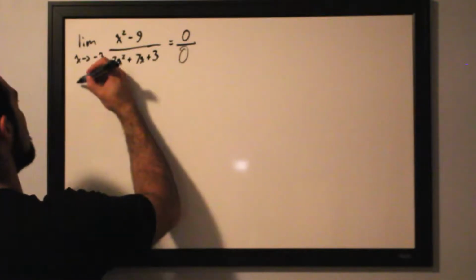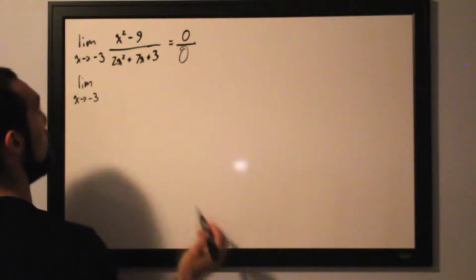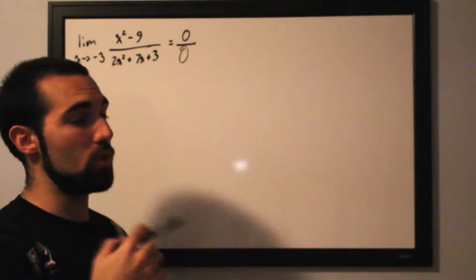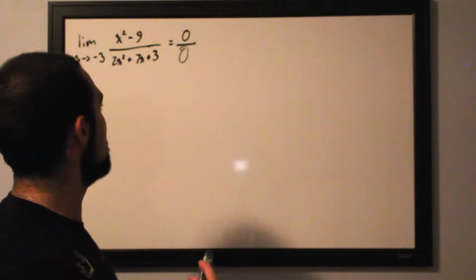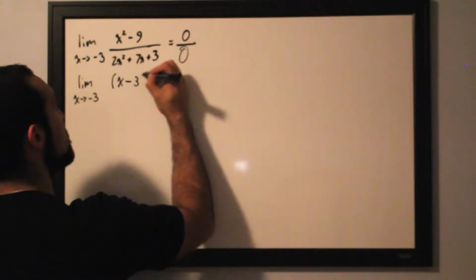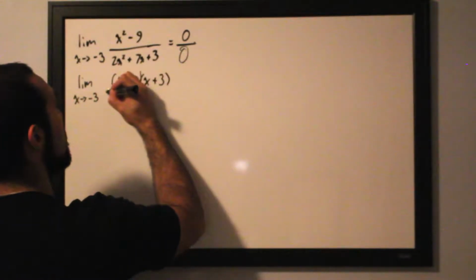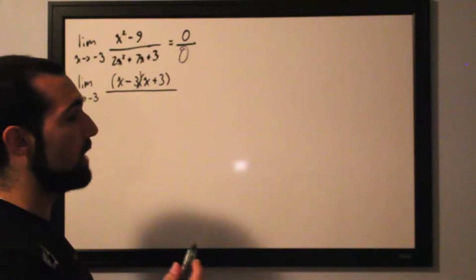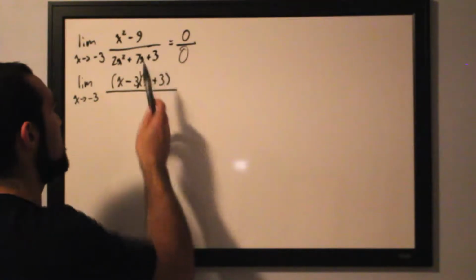So first we're going to write this out as the limit as x approaches -3 for, and in the numerator we notice that we have a quadratic function which also happens to be a difference of squares. So this can be rewritten as a product of x minus 3 and x plus 3. Now the denominator is going to require a little bit of factoring by grouping. What we want to do is take two numbers that are going to add up to 7 and create a product of 6.